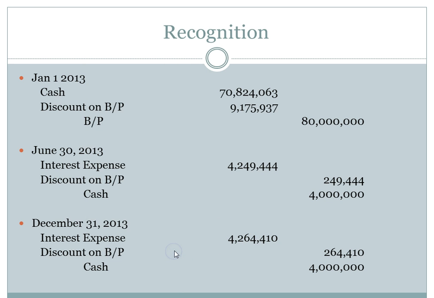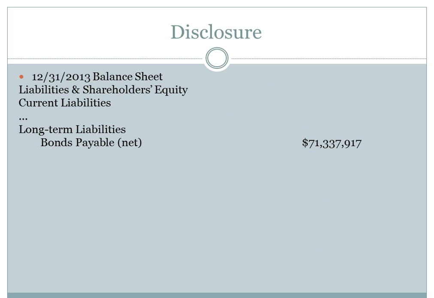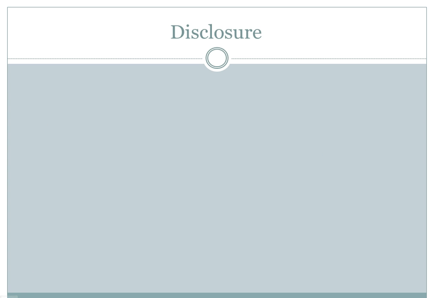Okay, so now the last step here in dealing with the issue of a bond is the disclosure of the bond. And so the disclosure issues, what happens on the balance sheet? Well, we're going to show bonds payable with a net amount of $71,337,917. Now, you can ask, where did that come from?